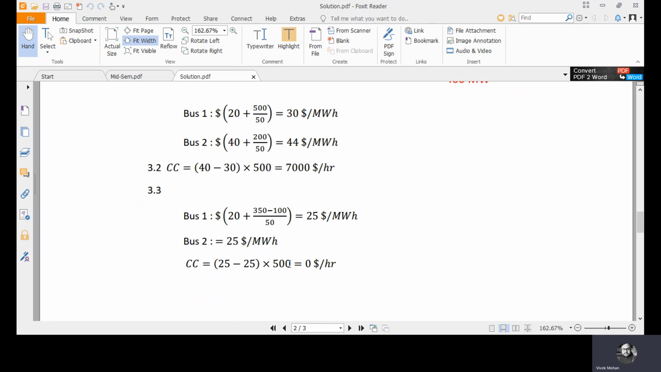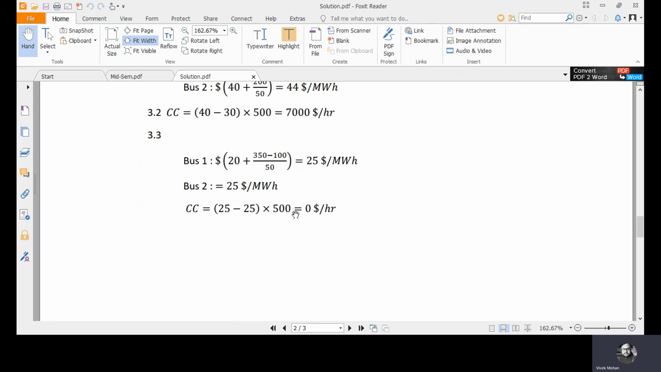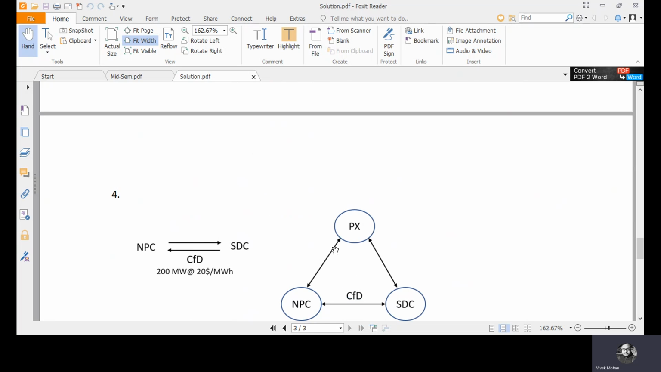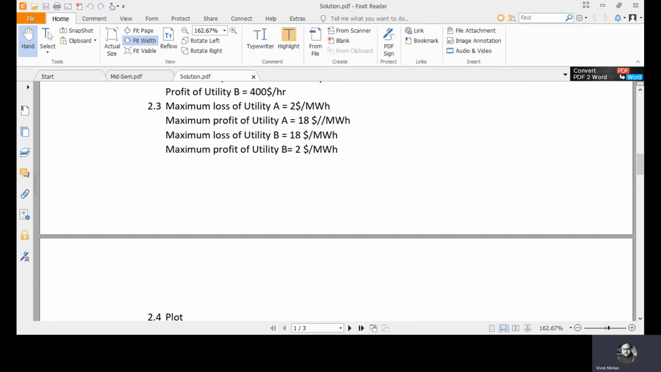If it had hit the limit at 500, then we would take 25 minus 25 times 100. Now I think at present it is not 350, here it is 400. 100 is coming from here, so this is only 300, right? So this is actually 300. 25 minus 25 times 300 is $0 per hour. So that is the solution for question number 3.